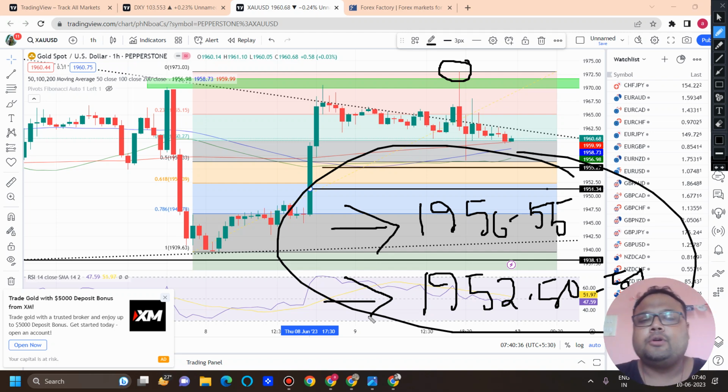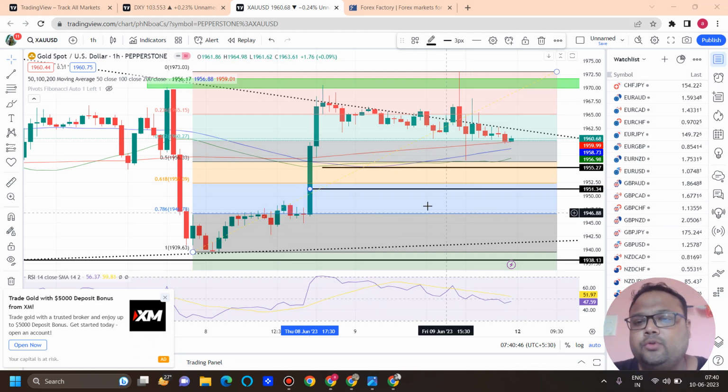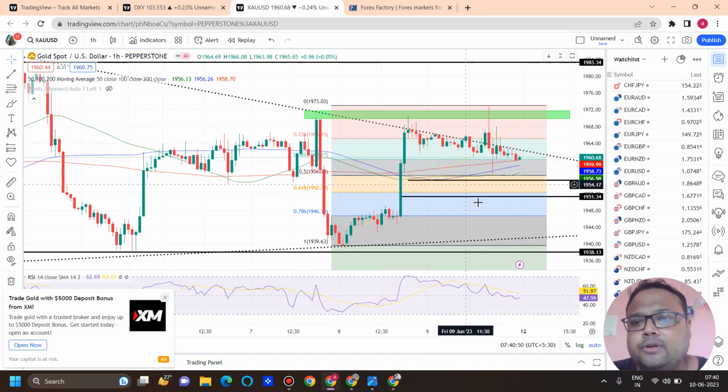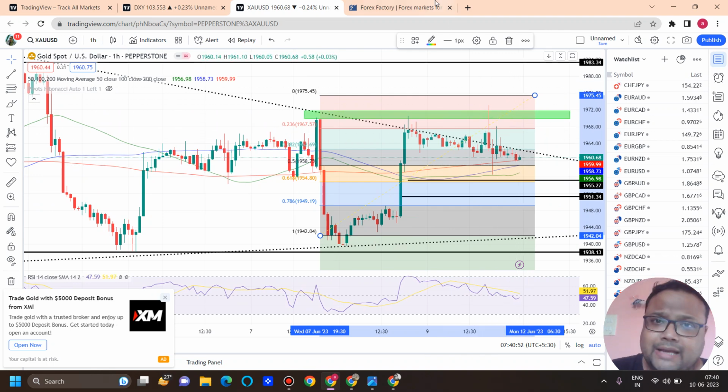The ultimate support on the chart of gold is 1938 only. 1932 is also there, but that level is far away, so no use of talking about it. And if you're wondering about a trend line, then yes, we do have a trend line before 1938. But as of now, let's focus on this particular portion of the market. As I said, we don't have any clarity regarding the direction. So let's wait and watch how the market reacts.